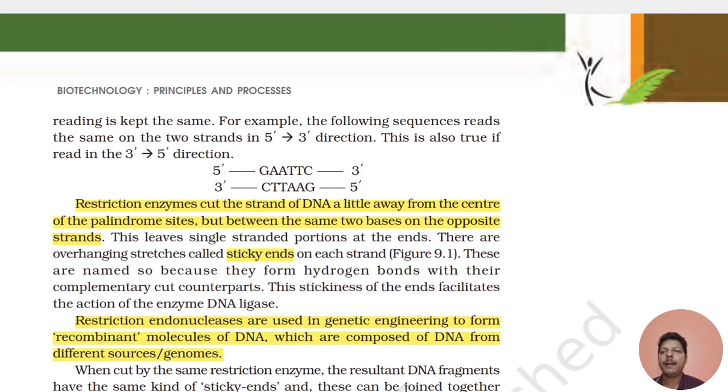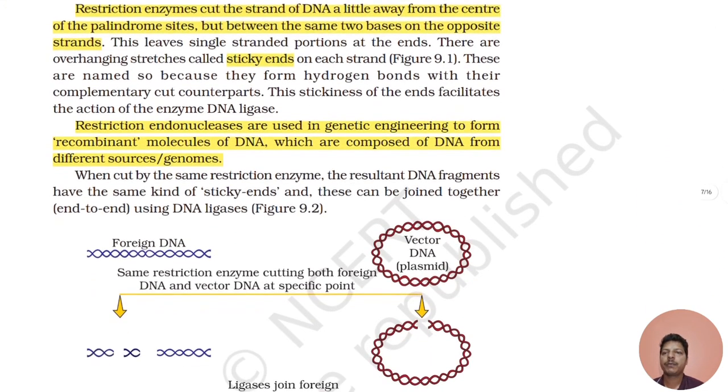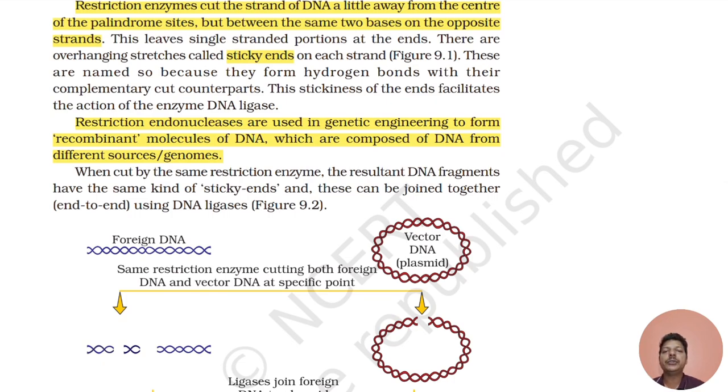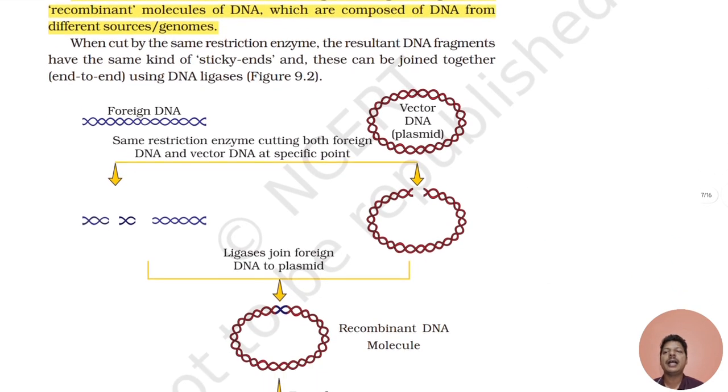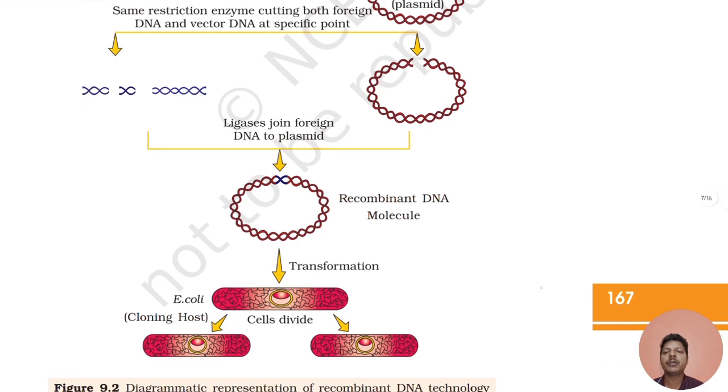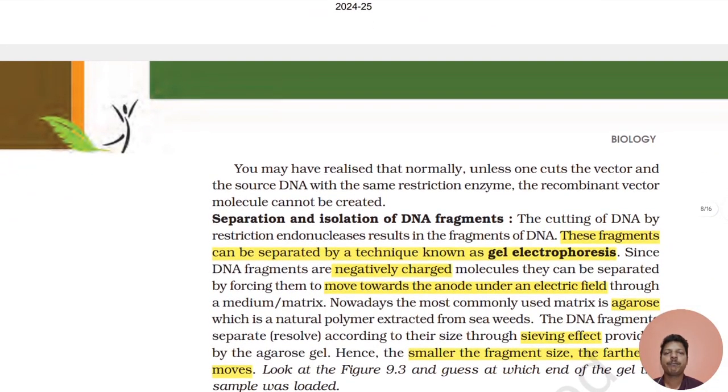Here, the restriction enzyme cuts the strand of DNA a little away from the center of the palindrome sites, but between the same two bases of the opposite strands. This leaves a single-stranded portion at the end. These overhanging stretches are called sticky ends on each strand. Restriction endonucleases are used in genetic engineering to form recombinant molecules of DNA, which are composed of DNA from different sources or genomes. Here, another diagram is there, as you can see. This one also we discussed in that PDF.